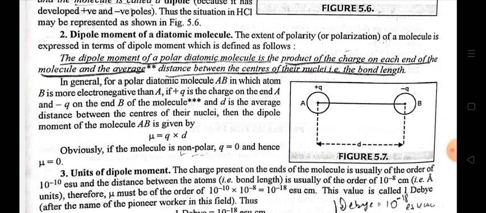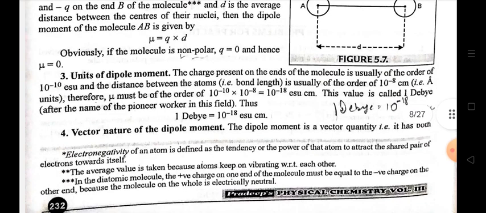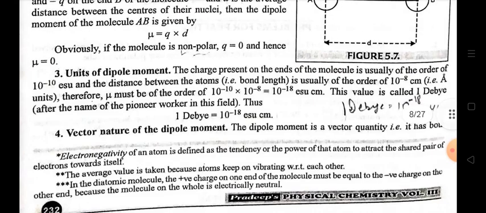Obviously, if the molecule is non-polar, Q is equal to 0 and hence mu is equal to 0. Unit of dipole moment. The charge present on each end of the molecule is usually of the order of 10 raised to the power minus 10 ESU, and the distance between the atoms, that is the bond length, is usually of the order of 10 raised to the power minus 8 centimeters, or an angstrom unit. Therefore, mu must be of the order of 10 raised to the power minus 10 into 10 raised to the power minus 8, that is equal to 10 raised to the power minus 18 ESU centimeter. This value is called 1 debye after the name of the pioneer worker in this field. Thus, 1 debye is equal to 10 raised to the power minus 18 ESU centimeter.